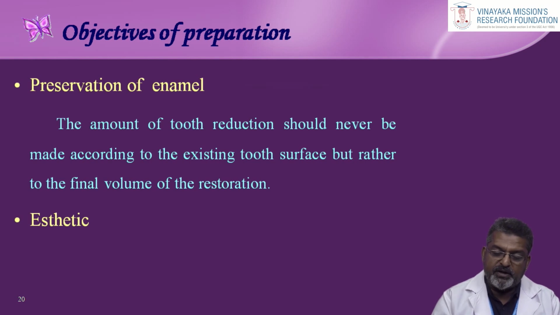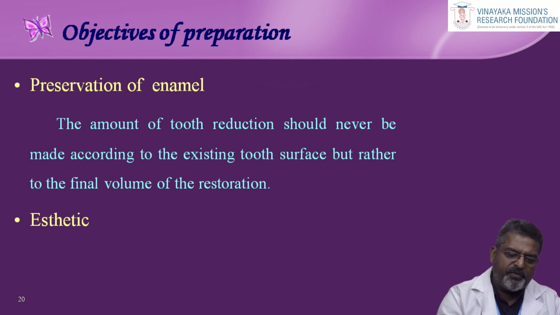So the tooth preparation should not be based on the amount of reduction, it should be based on the final volume of your restoration. This is going to be the final volume of restoration, so the restoration needs only this much preparation. You are going to do only this much preparation in your patient, so that you preserve the enamel. The more the enamel, the more the bond strength between your enamel and the restoration. So the life of your veneers is going to be more.